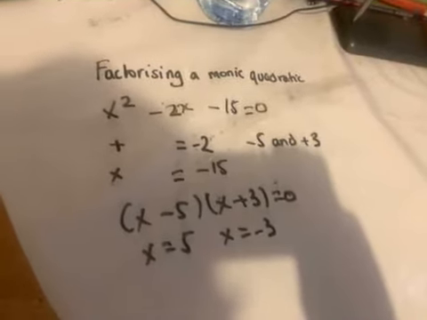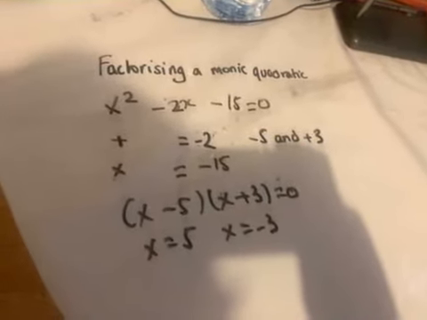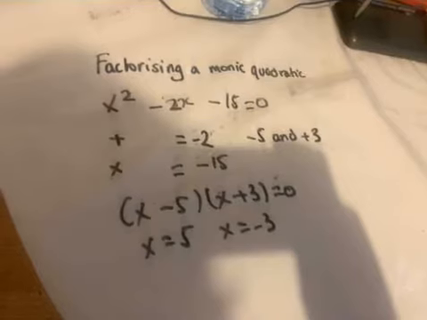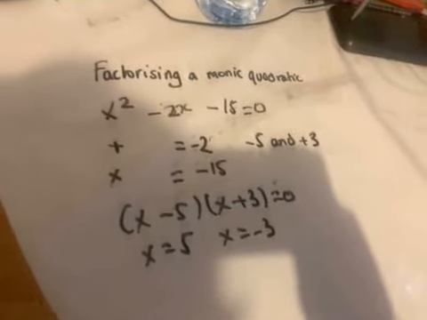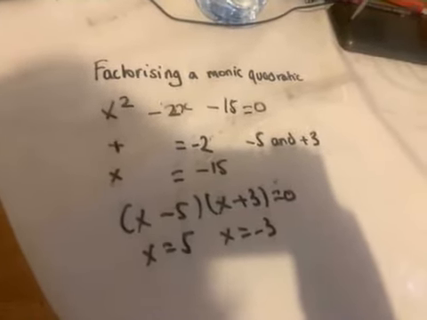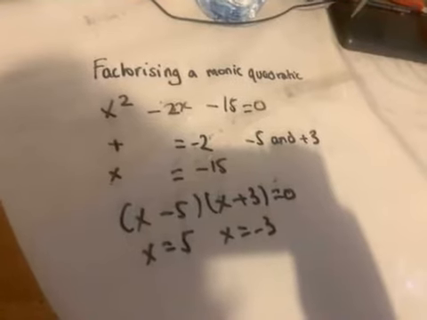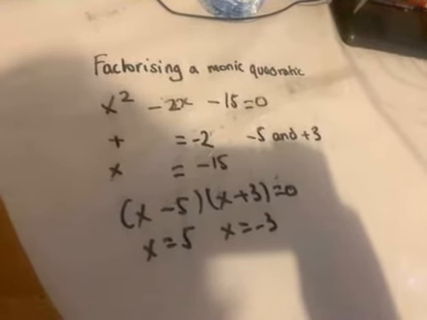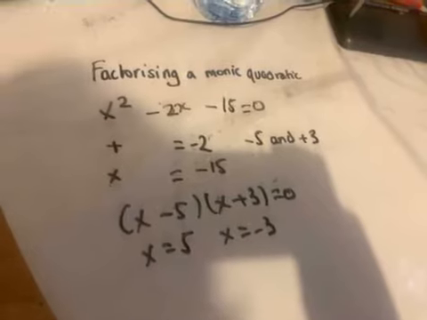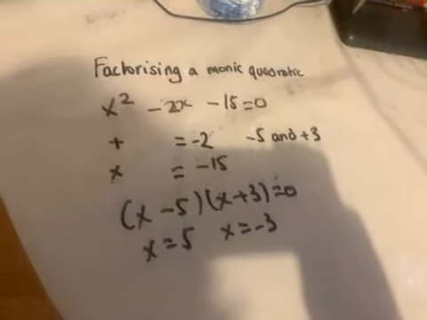So for your next video, I'll show you how to factorise things with a number in front of the x squared. It says factorising a monic quadratic, and really I should have explained that at the beginning of the video. A monic quadratic is just a quadratic with an x squared, not 3x squared or a 7x squared. So basically there is no number in front of the x squared other than 1. Okay, so I hope that makes sense.